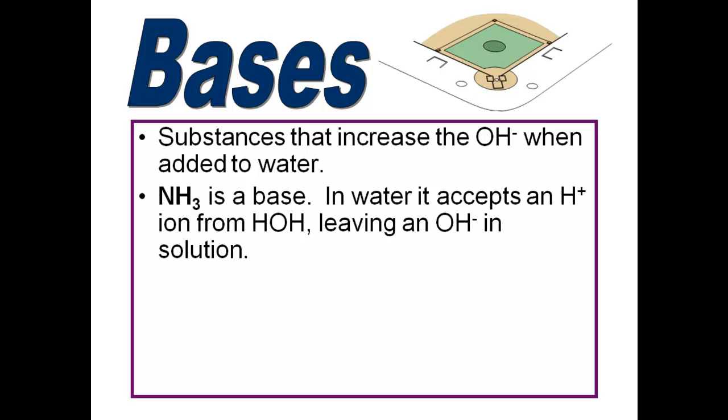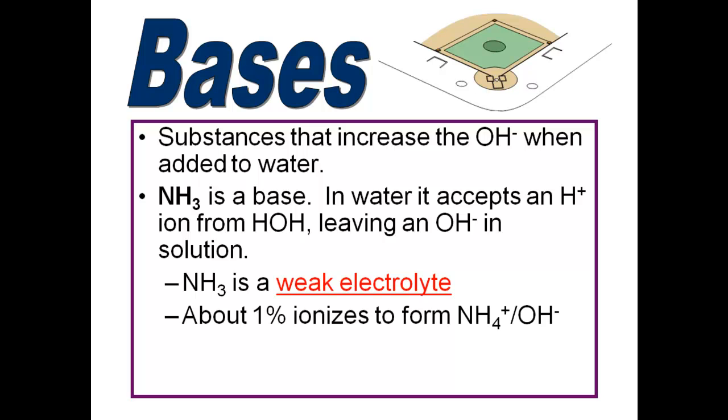It's important that you are able to interchange ammonia and its compound. So when I say ammonia in class, NH3 comes to mind. When it is added to water, it will take on a hydrogen ion, forming NH4 plus, and it leaves the OH negative, or the hydroxide ion, from the water in solution. So it is considered a weak electrolyte because only about 1% of ammonia will ionize. So only 1% will break up into ions. The rest will stay as NH3.